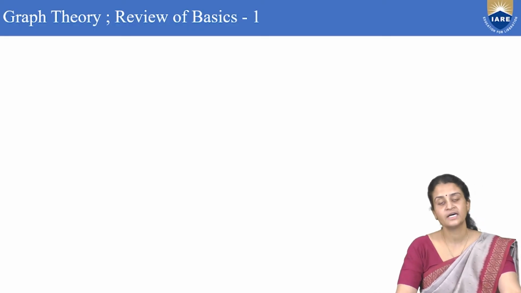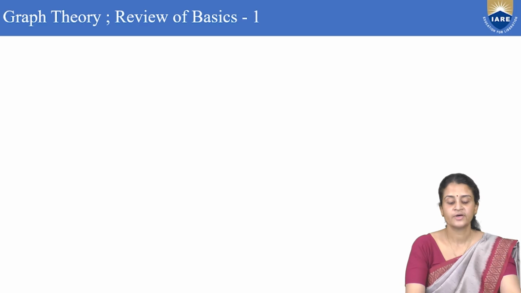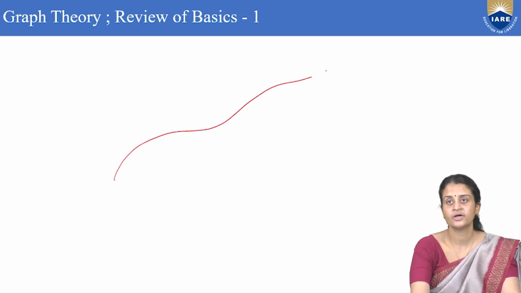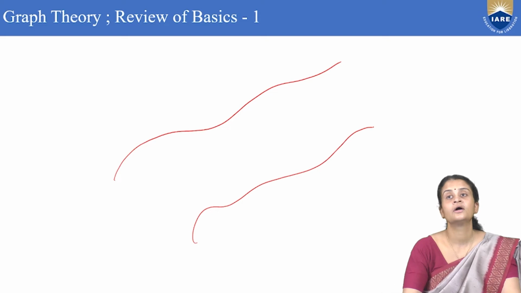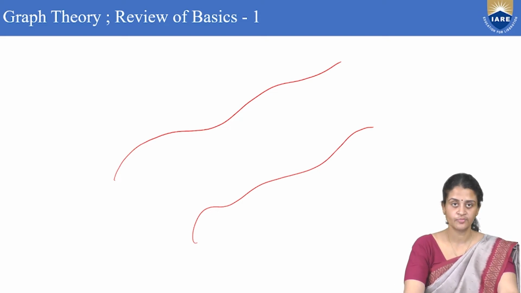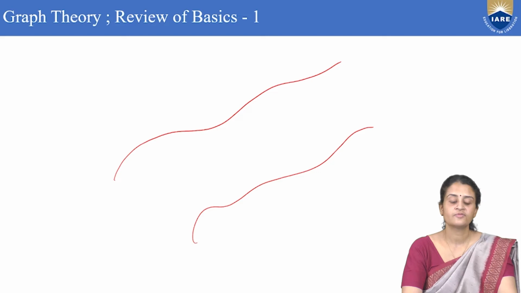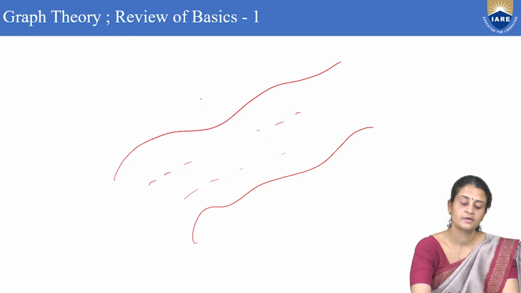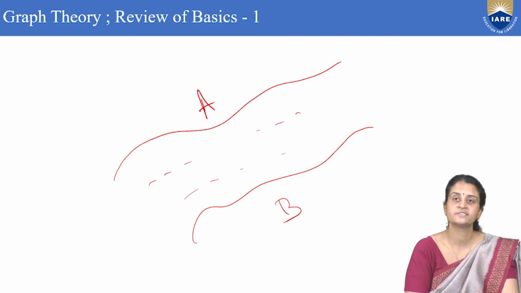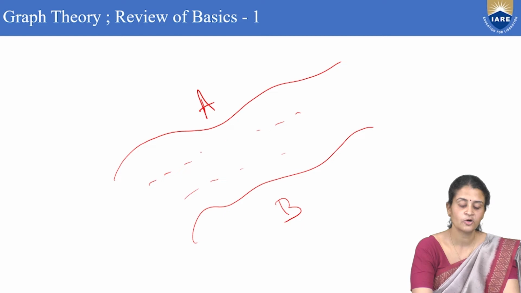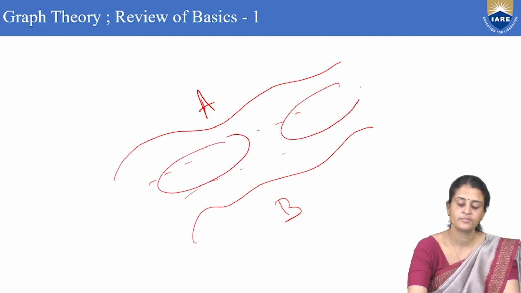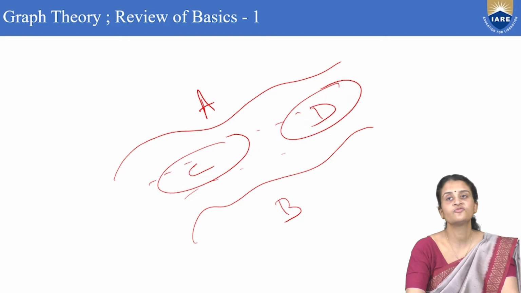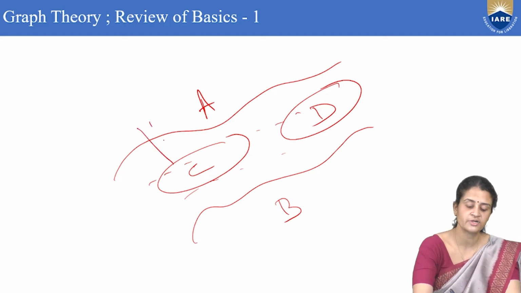Graph theory evolved from a real-life problem. There was a river called Pregel, and the city of Königsberg was situated on either side of the river Pregel, like this, both sides. And there were two islands in that city, let them be C and D. These four landmasses were connected with 7 bridges like this.